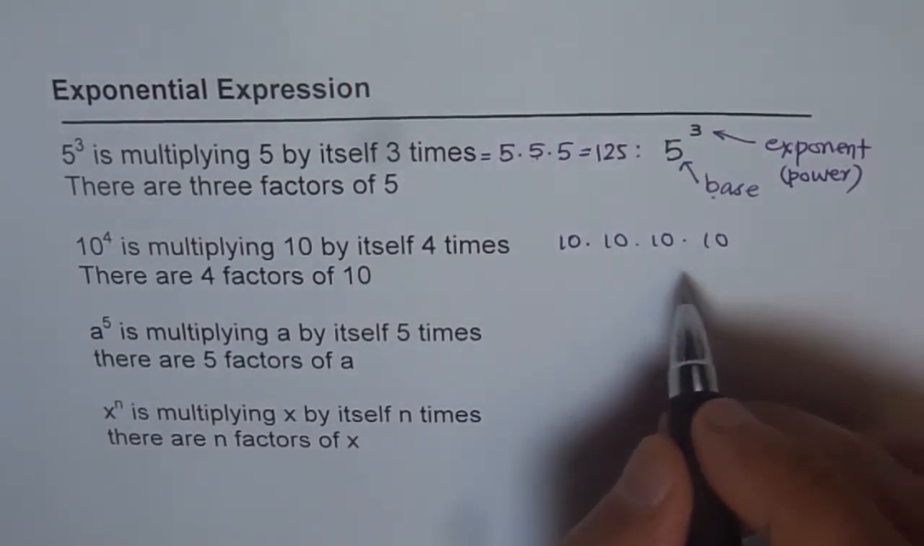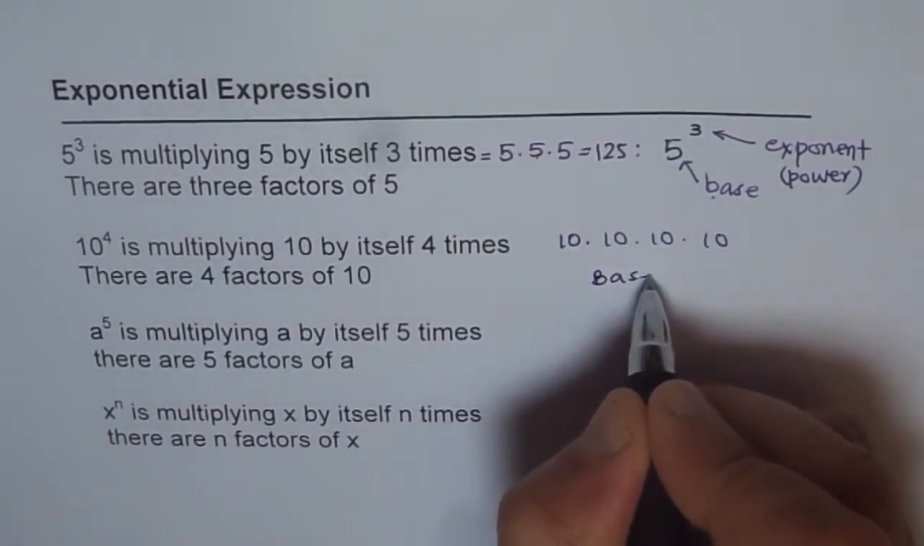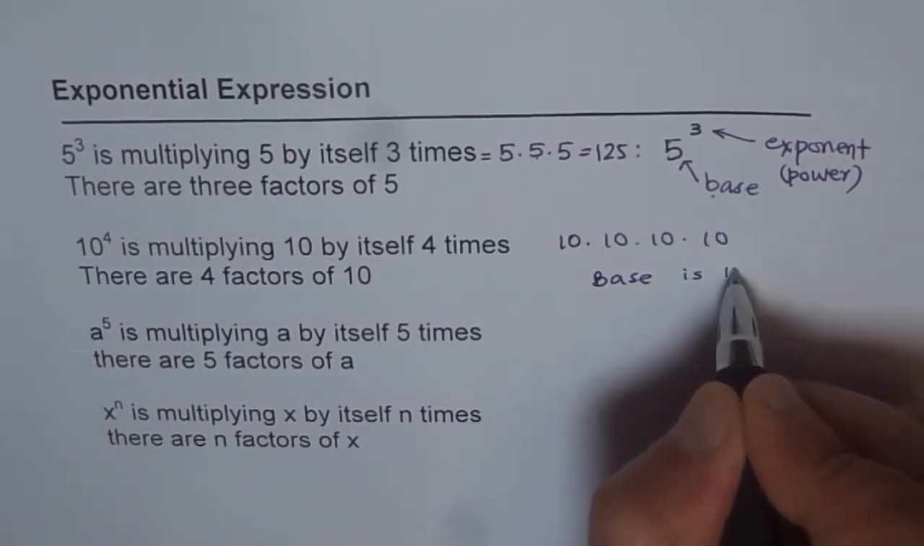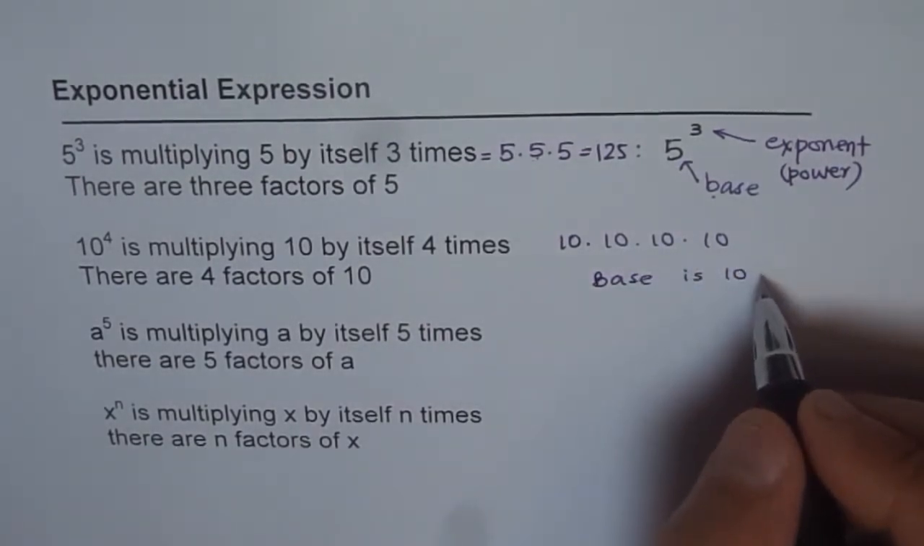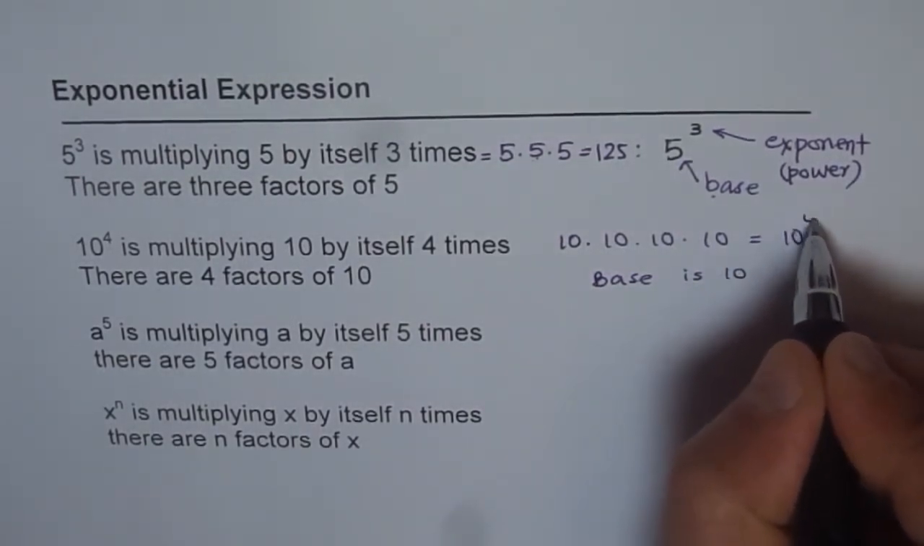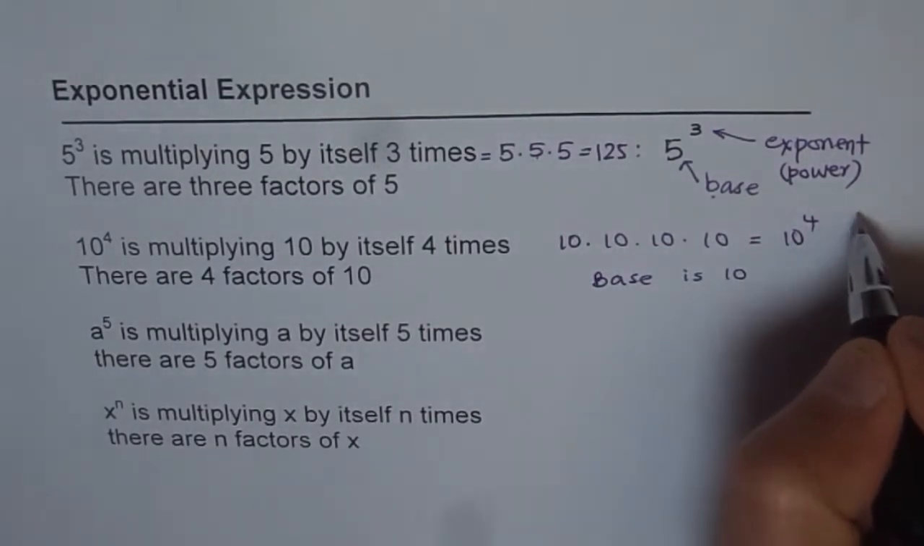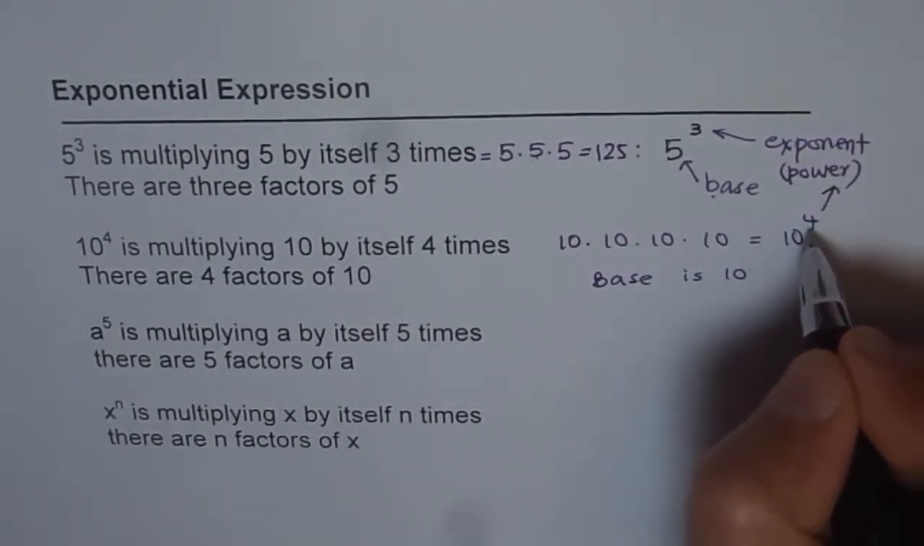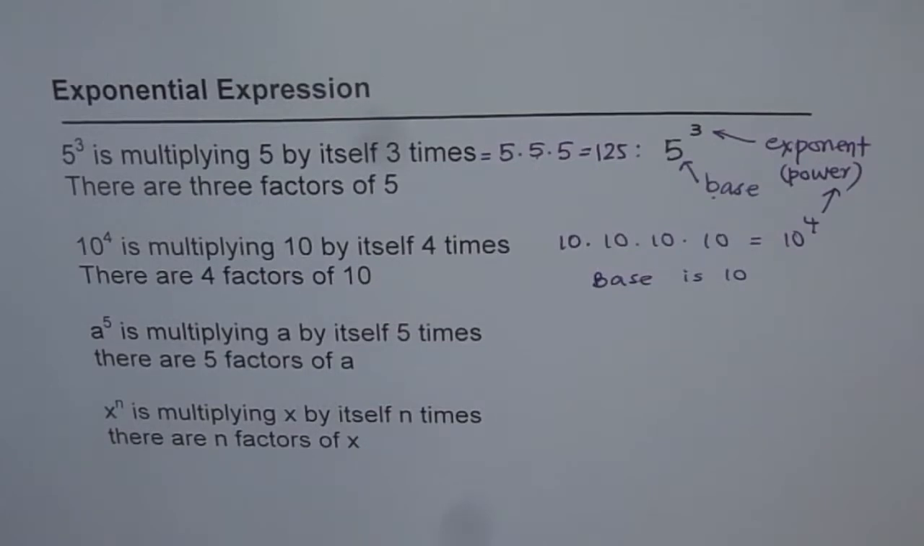So what is the base here? The base is 10. And what is the power? This is equal to 10 to the power of 4, and the exponent or the power in this case is 4. Do you see that? So that is the power, and that's the meaning of exponential expressions.